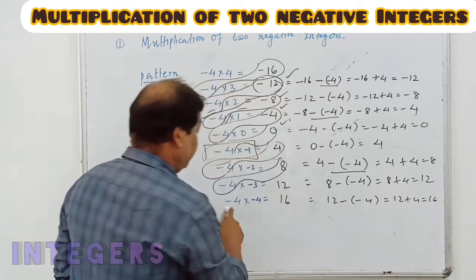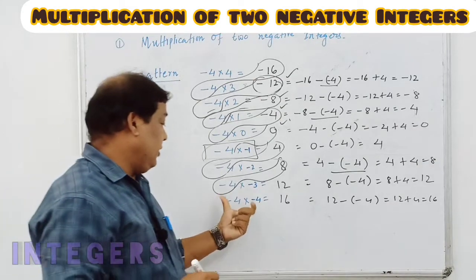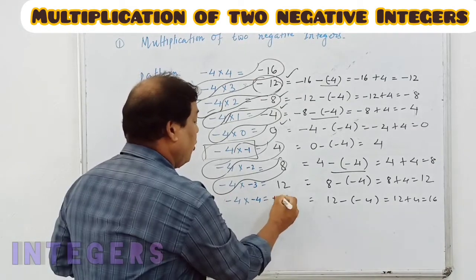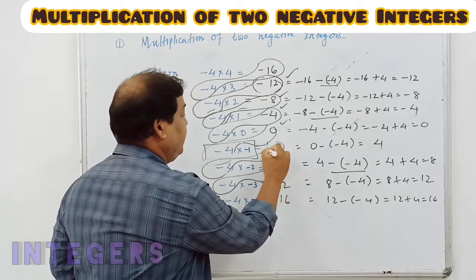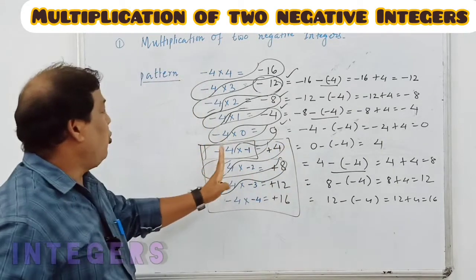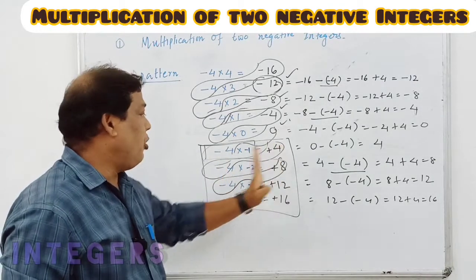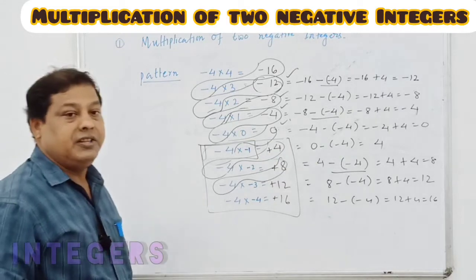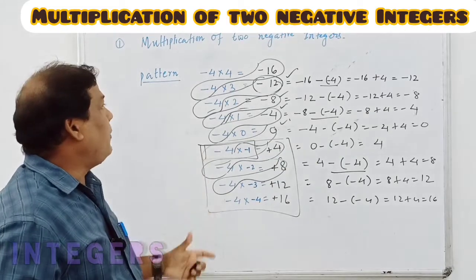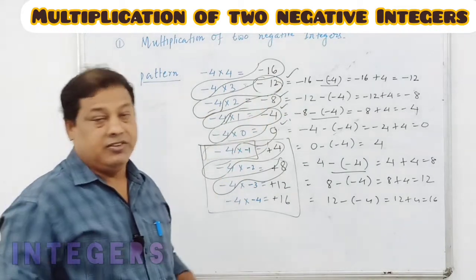So 4 4s are 16. And when you multiply a negative integer by a negative integer, here comes the positive sign. See, look at here: two negatives. When you multiply two negative integers, the result will be a positive integer. Now we will see the conclusion of this topic, about two negative integers and a negative and positive integer.